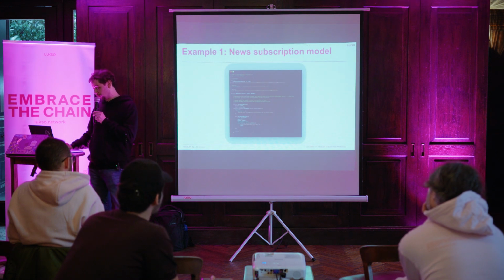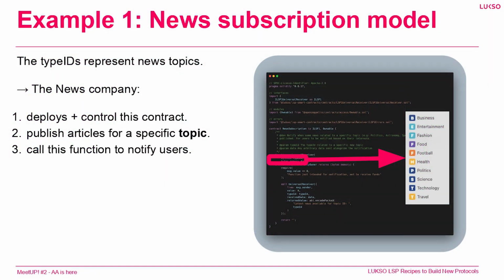So let's look at that a bit more with some illustration. So this is the flow. You have a news company, you deploy this contract, you control it, and the company publishes articles for a specific topic. The topics, we cannot really see here, but they are things like business news, fashion, and every time the company wants to notify the users, it just calls this contract's universal receiver function.